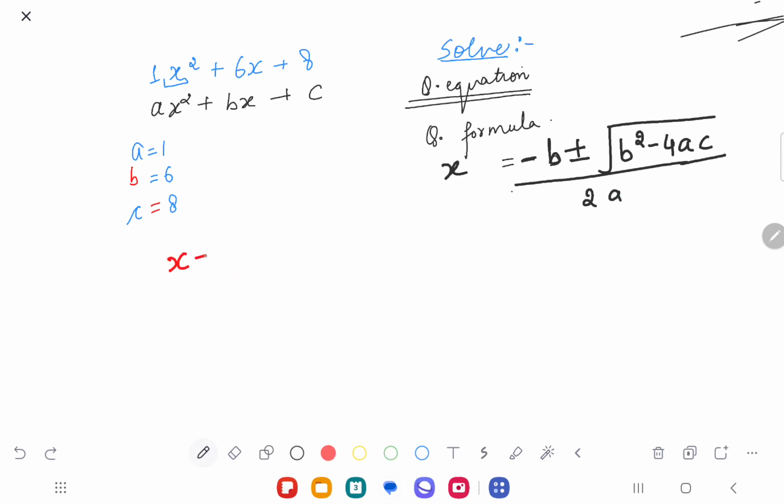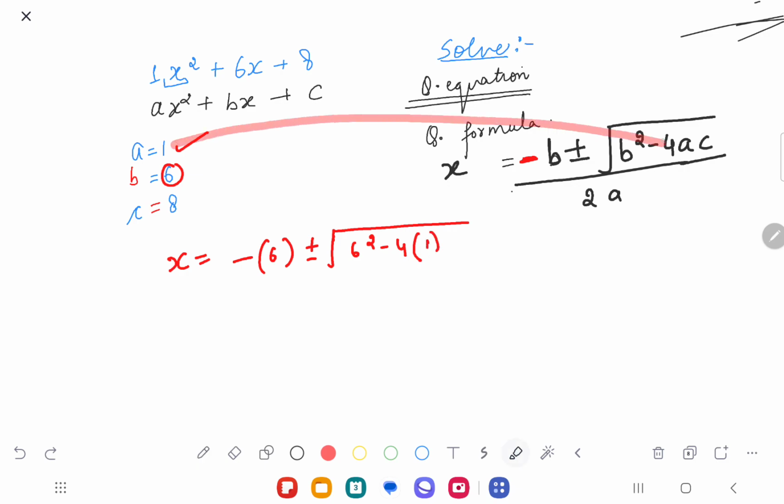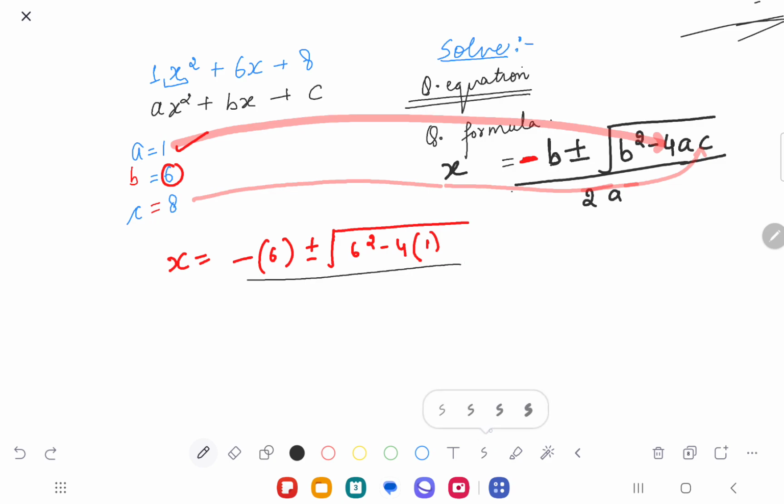So x shall be equal to minus b, and the value of b would be 6, plus minus under root of b square. What is b? 6 square, minus 4 times a. A here is 1, so I'm going to put in the value of a right here, and c also I'm going to put in right here. So simply put in the values, over 2a.